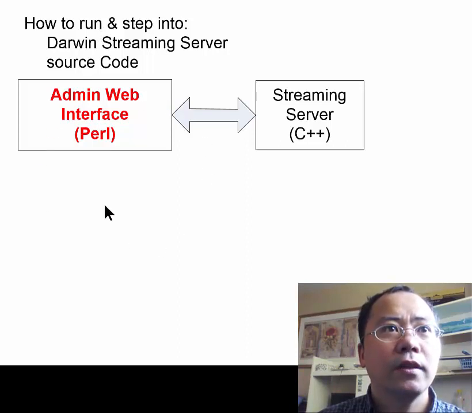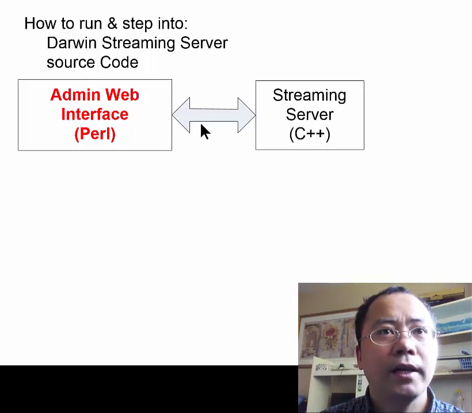So Darwin Streaming Server consists of two parts: the admin web interface, which is developed with Perl, and the streaming server developed with C++. The first part can be accessed by web browser, and the admin web interface communicates with the streaming server by RTSP, real-time streaming protocol. So the admin interface gets the parameters and status of the streaming server by RTSP, and also the admin interface can send commands to the streaming server by RTSP.